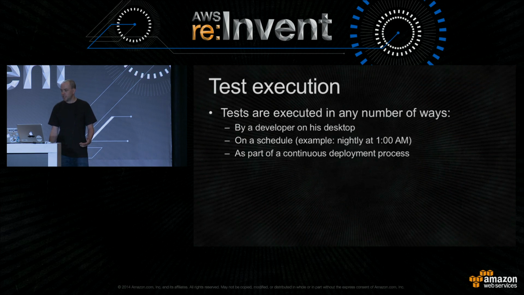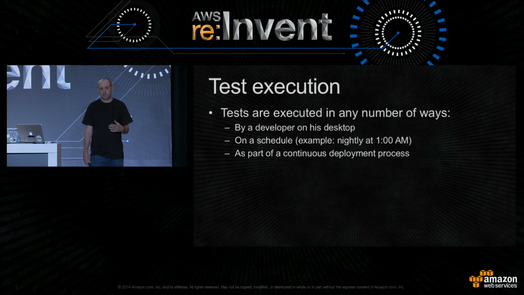OK, so how are tests executed? Tests are executed in a number of different ways at Amazon. The first way might be that a developer would push code to a beta environment, and then wants to run the test to make sure that the code pushed to the beta environment is working properly. So a developer might execute the tests on his or her desktop and have them run against the beta environment.